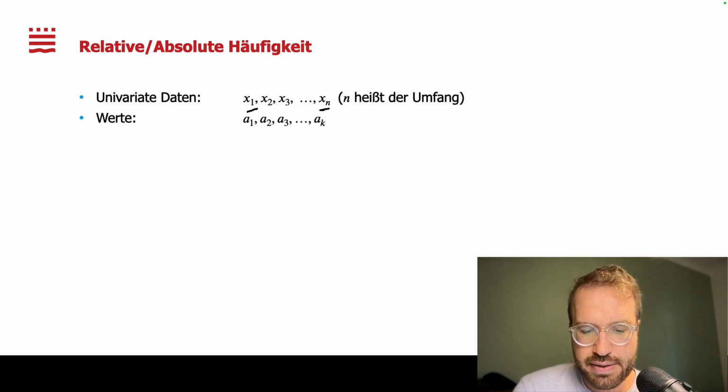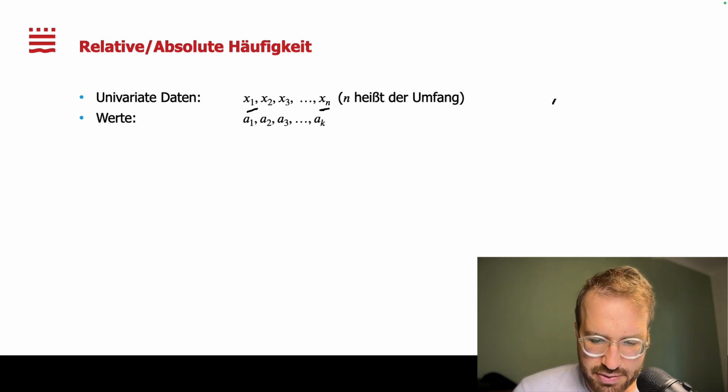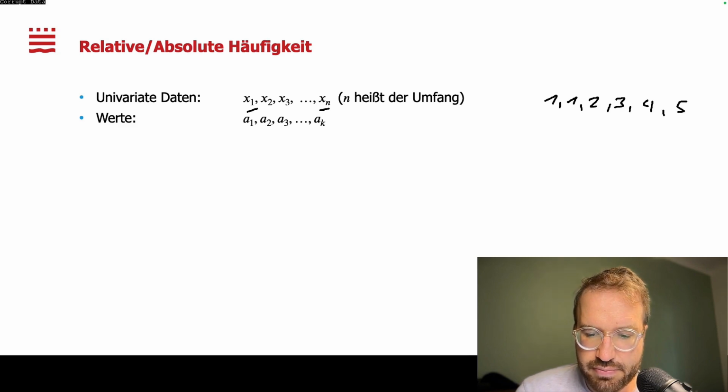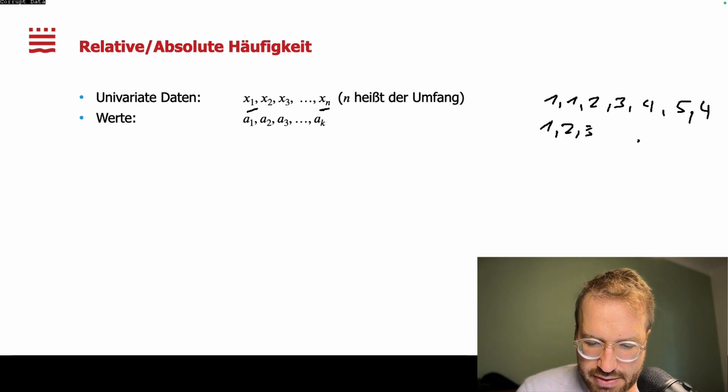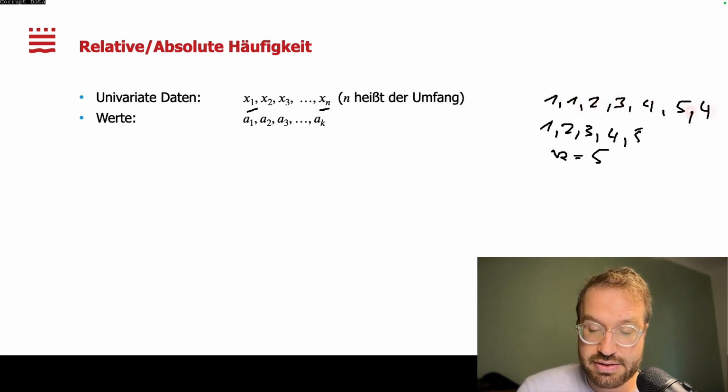Yes, that means, let's just make an example. So we have univariate data 1, 1, 2, 3, 4, 5, maybe another 4. Then the values are just 1, 2, 3, 4, 5. That means k is equal to 5 and n is, let's see, 1, 2, 3, 4, 5, 6, 7. So in this case, n is equal to 7.